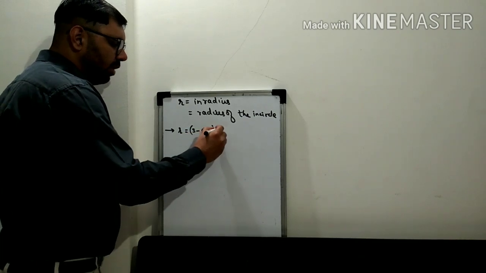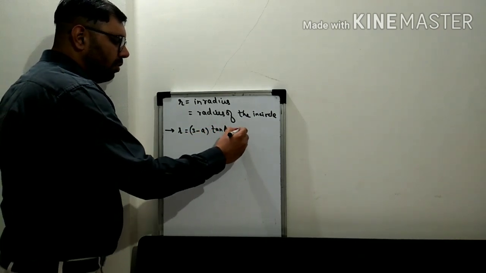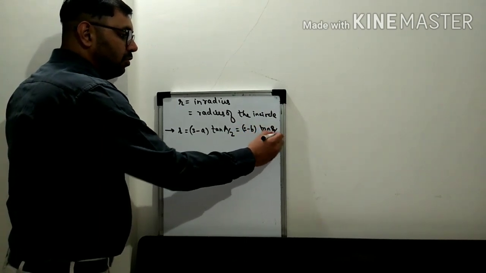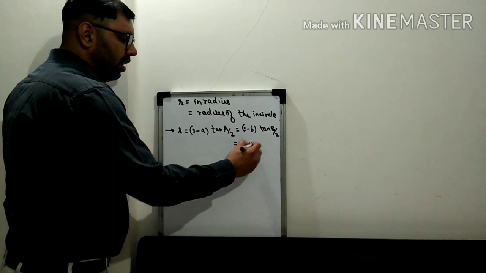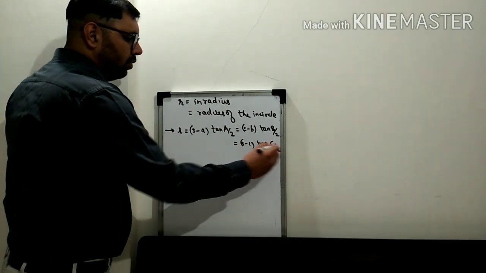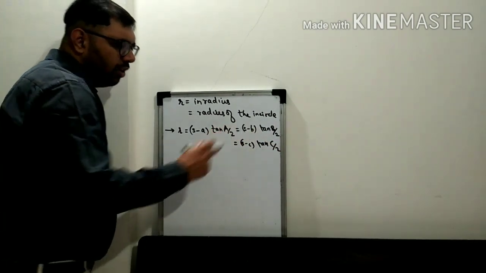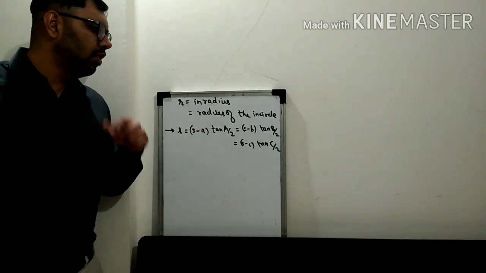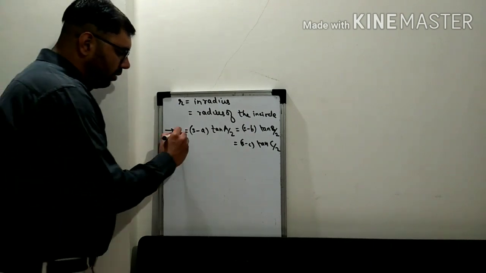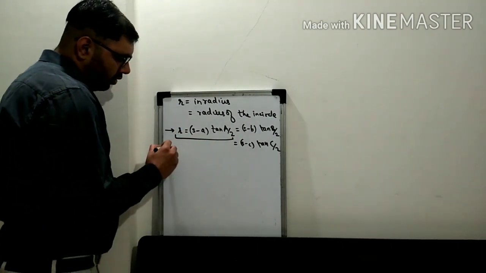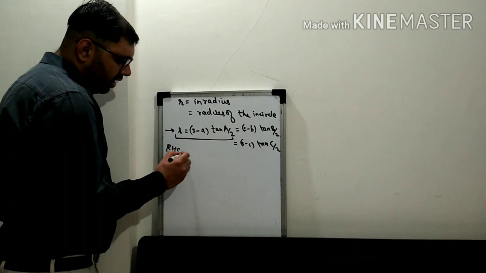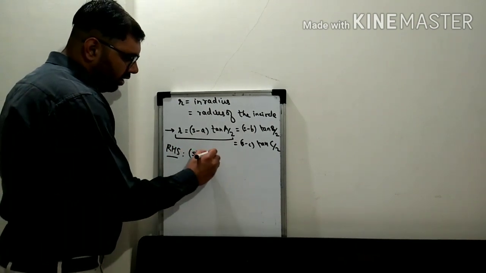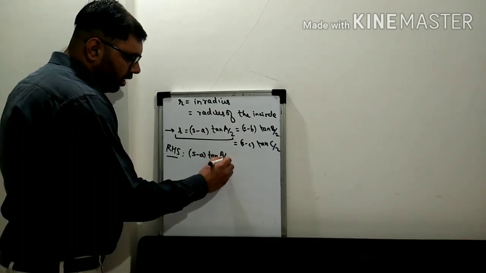So r is equal to s minus a into tan of a by 2, which is equal to s minus b into tan of b by 2, which is equal to s minus c into tan of c by 2. We don't need to prove all three. If I prove it for any one, we can similarly prove it for the other two angles also. So I'll just take one part. Taking the right hand side, we have s minus a into tan of a by 2.